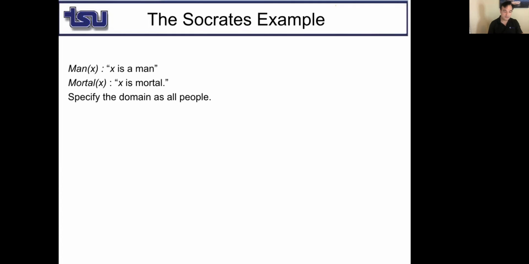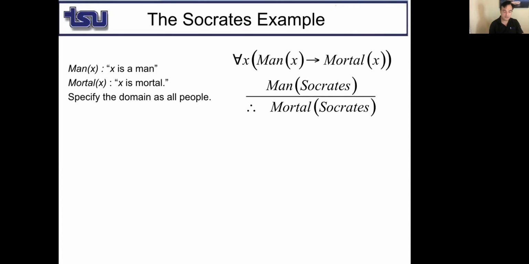Socrates example, this is going to be very easy for us. Now, x is a man, x is mortal. So what were our premises? The domain is all people. For any person, if that person is a man, that person is mortal. That means all men are mortal. Second premise, man(Socrates), that means Socrates is a man. And the conclusion is Socrates is mortal.